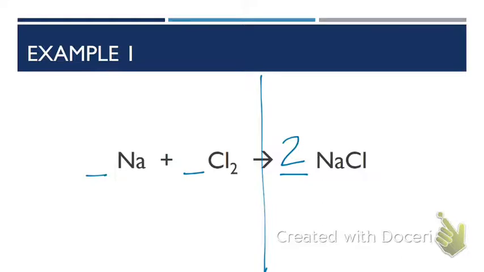Now unfortunately I messed up my sodiums, because even though before they were nice and neat, this 2 applies to everything in this compound. It doesn't skip over the Na on the way to the Cl. So now I have 2 Nas on this side as well, but I can't help it. That 2 has to be there to fix the Cls. So what I have to do is come back over to this side and fix those Nas. So now I have 2 sodiums on each side and 2 chlorines, and this equation is balanced.